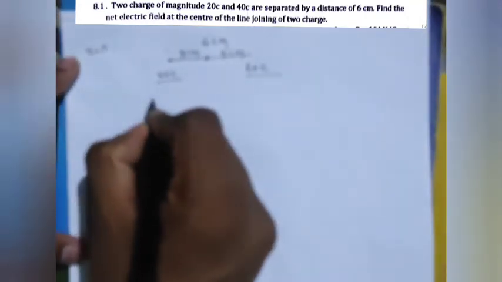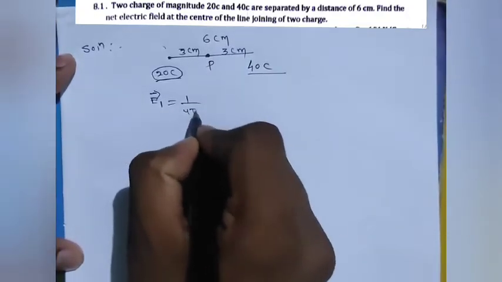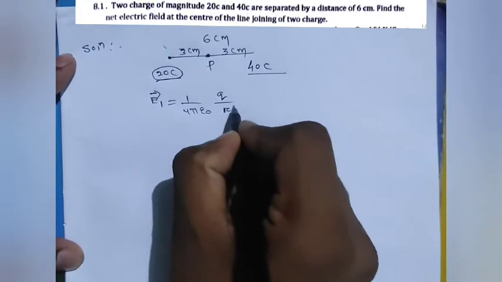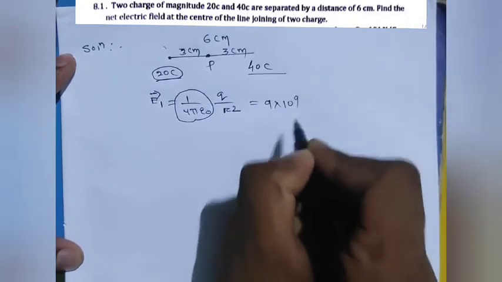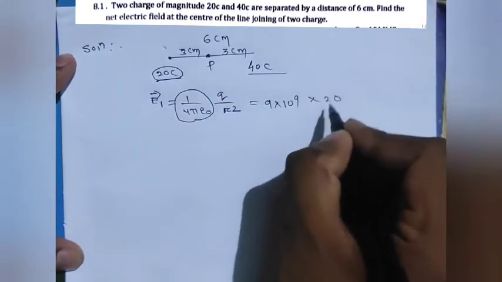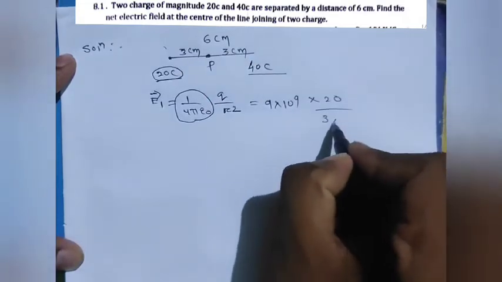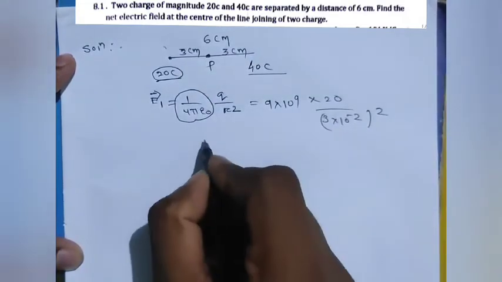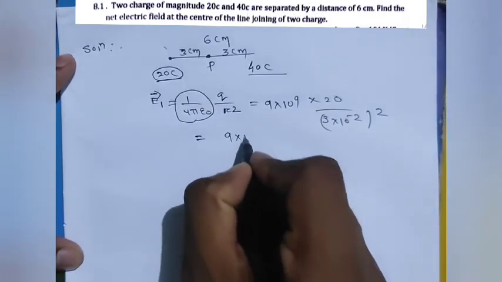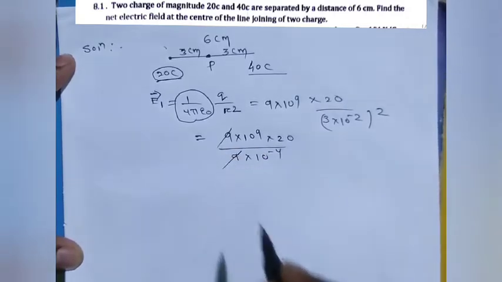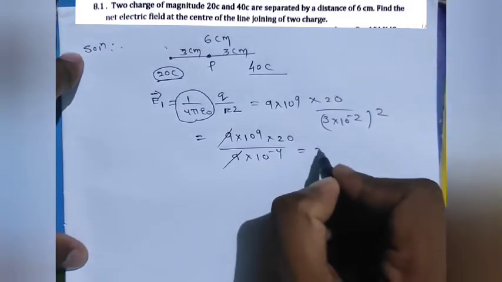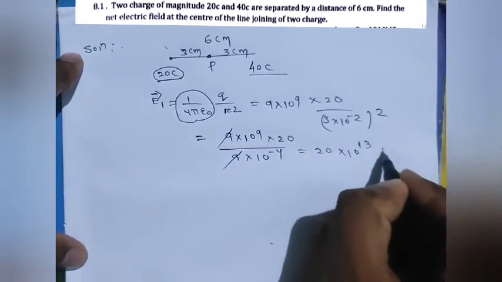Now I shall calculate electric field E1, that is the electric field due to the 20 coulomb charge at the point P. It will be 1 by 4 pi epsilon Q by R square, and we know the value of 1 by 4 pi epsilon 0 is 9 into 10 to the power 9. Q is 20 coulomb, and R is 3 cm, meaning 3 into 10 to the power minus 2 meters, whole square. If I solve this, it will be 9 into 10 to the power 9, 20, over 9 into 10 to the power minus 4. So 9 and 9 cancel each other. It will be simply 20 into 10 to the power 13 Newton per coulomb.